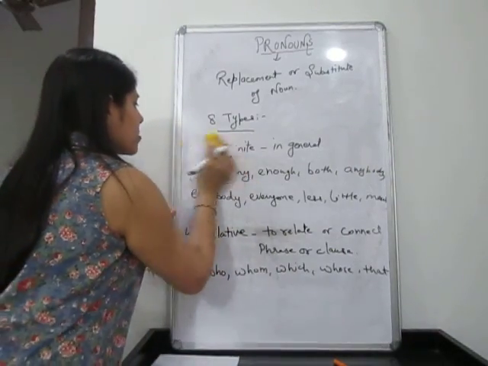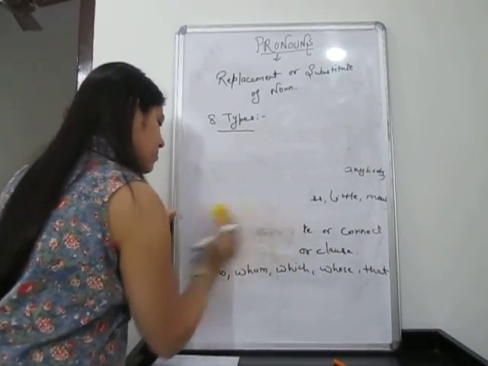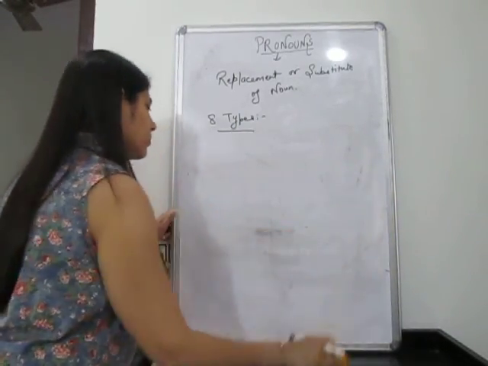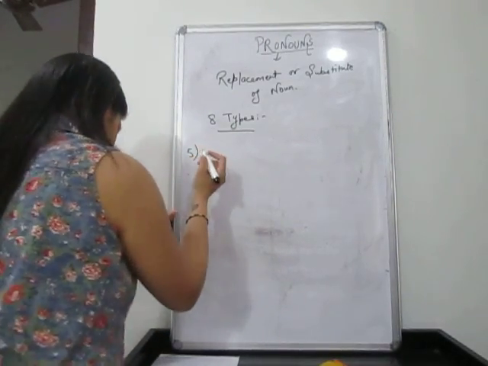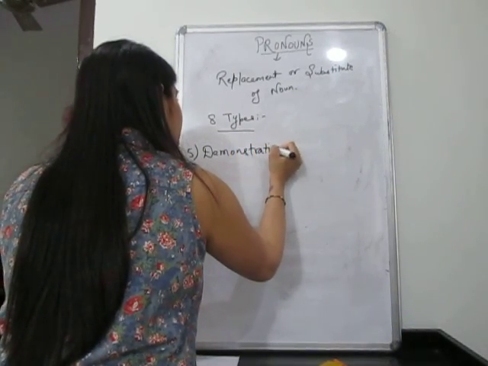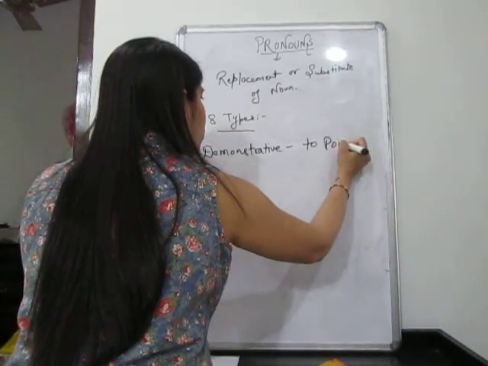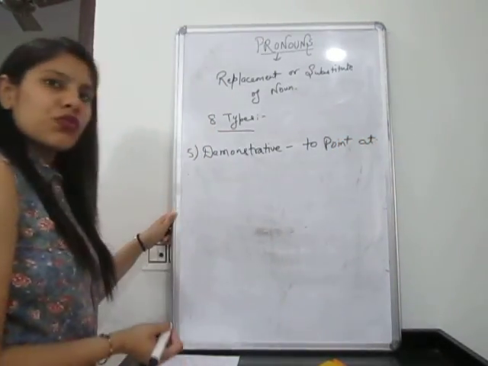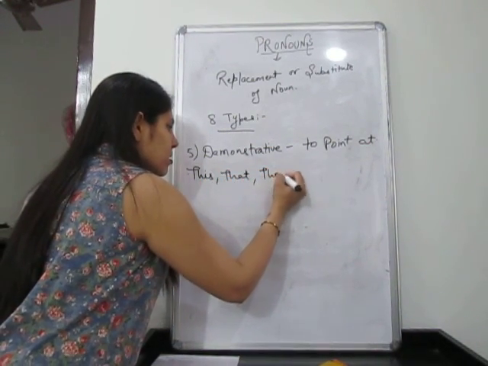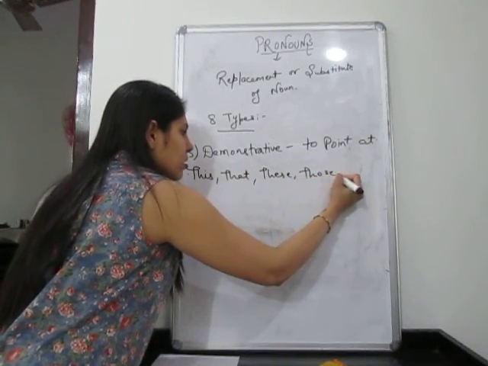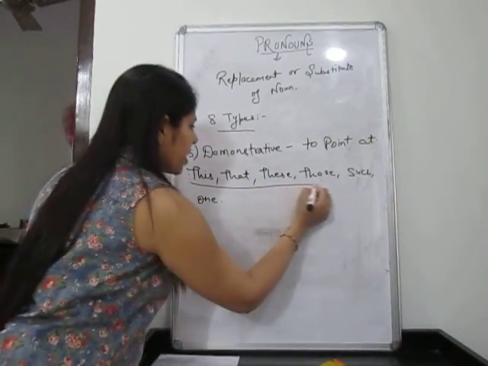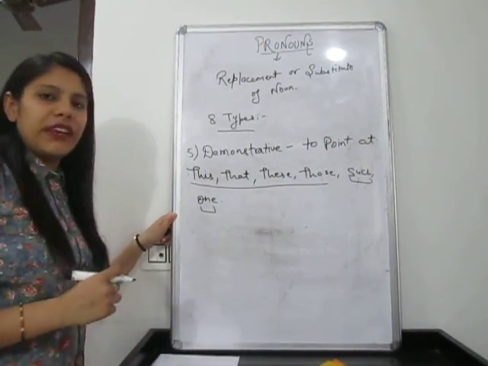Now let's move to next. Demonstrative pronouns. Demonstrative comes from word demo, right? So when we want to point at something, we use demonstrative pronouns. This, that, these, those, such, and one, right? These 4 are major and these 2 we use very less, right?